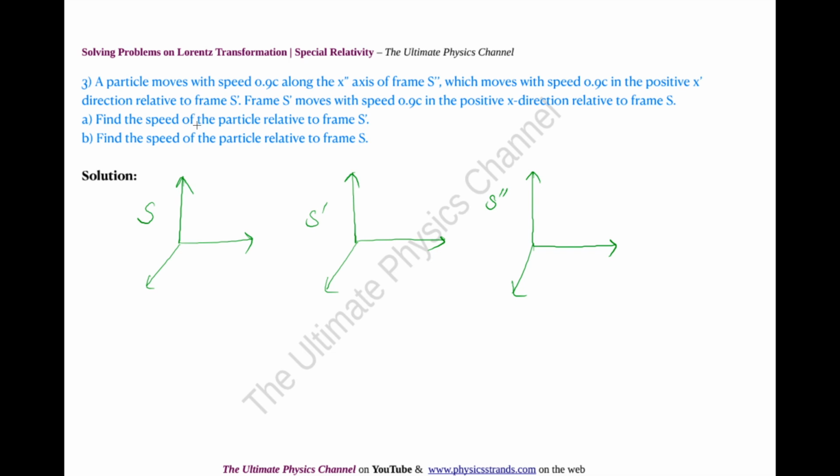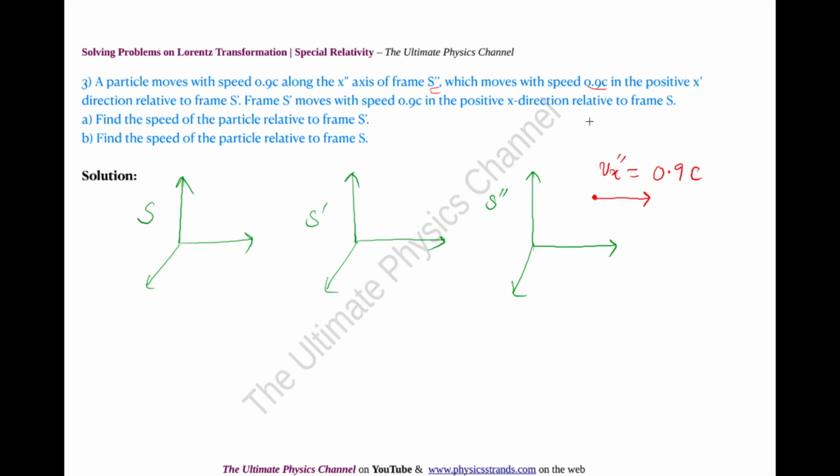So what is given here? First, some particle's velocity is given. That is 0.9 c with respect to the S double prime frame. So I say there is a particle here, and that is moving with a velocity. Let me take that as Vx double prime, because it is the velocity of a particle in the S double prime frame. So we can say by our convention Vx double prime is 0.9 c.